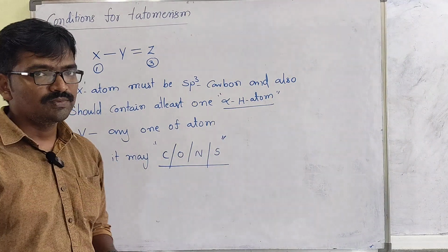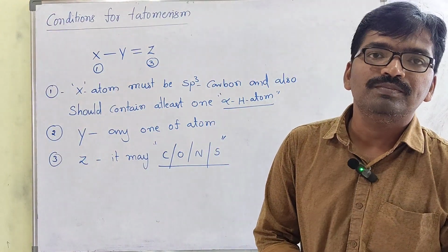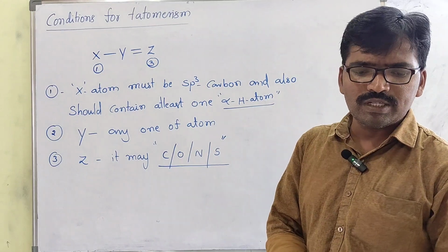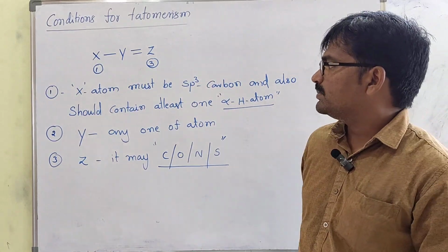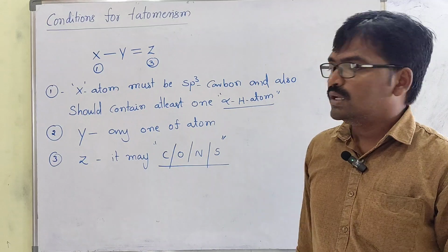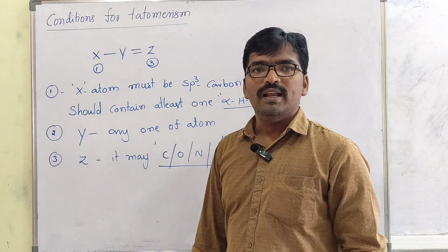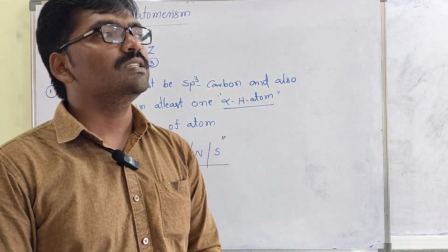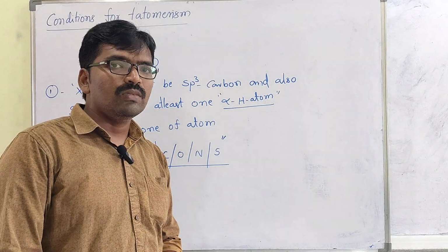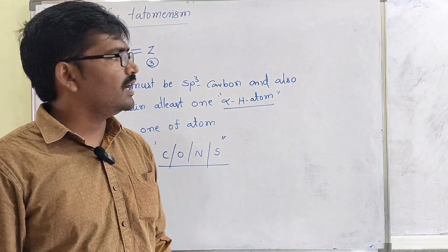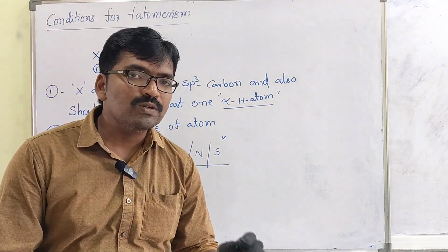These are the conditions. What conditions I told? First, sir, X atom must be sp3 hybridized carbon that contains at least one alpha hydrogen atom. Then next, Y atom, any one of the atom. Then Z atom, either carbon or oxygen or nitrogen or sulfur. That's what it is. Understand, my dear students? These are the conditions. First condition is carbon must be sp3 hybridized that contains at least one alpha hydrogen atom. Clear? So now we will see which of the following compounds exhibit tautomerism.